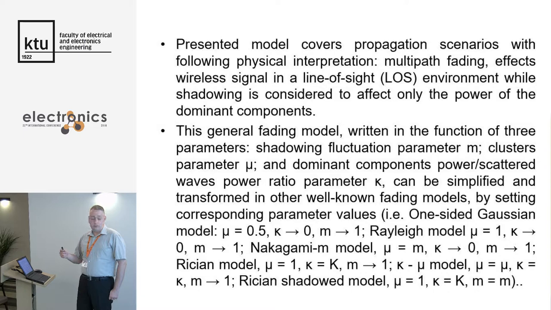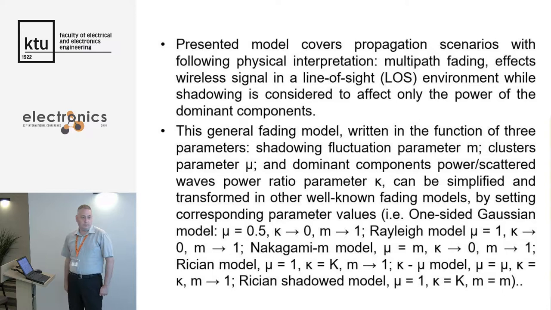Also, this model can be reduced to a model which describes severe shadowing, and a model which describes less severe shadowing. And all these parameters are related to the physical conditions of the transmission of the signal. That is explained in the paper. For example, we have a parameter that describes the level of the direct component of the signal versus the power of the scattered components.